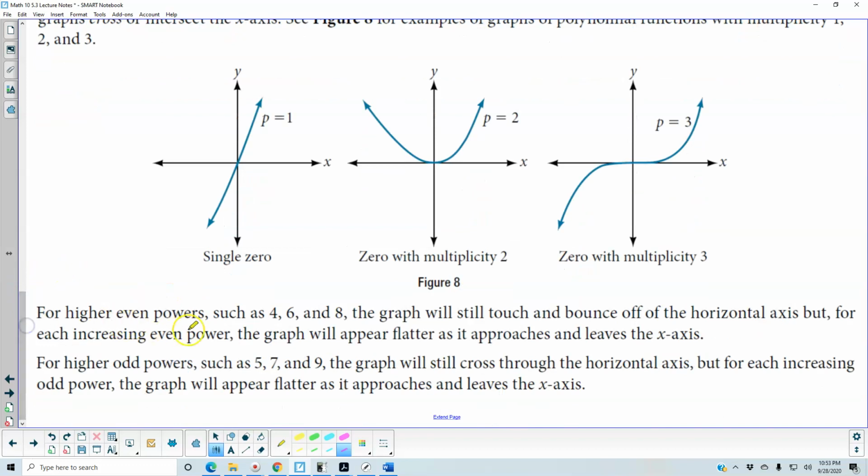Now, for even higher even powers, such as 4, 6, and 8, the graph will still touch and bounce off the horizontal axis, but for increasing even powers, the graph will appear flatter as it approaches and leaves the x-axis. And for higher odd powers, such as 5, 7, and 9, the graph will still cross through the horizontal axis, but for each increasing odd power, the graph will appear flatter as it approaches and leaves the x-axis.